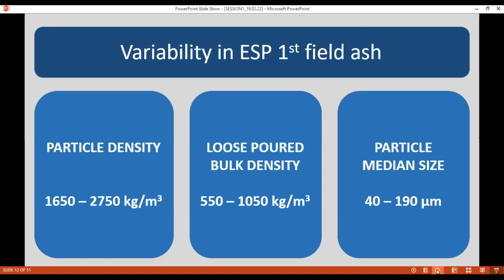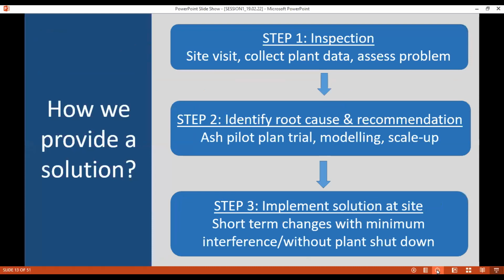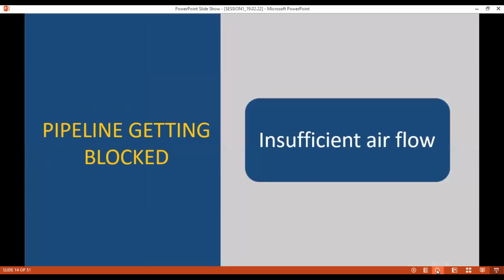Now, this is based on the 40 ash sample data that I have just shown you. What it tells you is that you can't have a single design for all these things. Yes, you have to make it, but there is a challenge. Conveying 40 micron ash and conveying 190 micron ash, these are two different stories. This is a challenge that all of us face. I will come to how we give a solution later, in part 3.